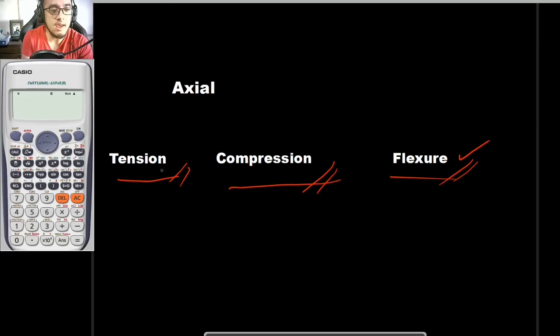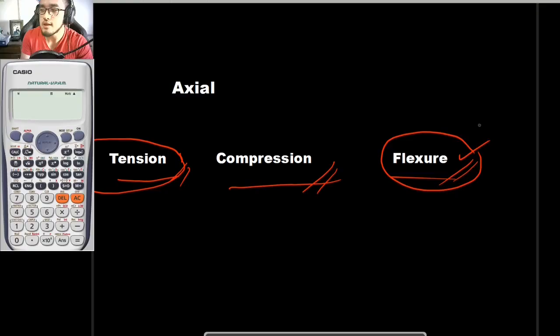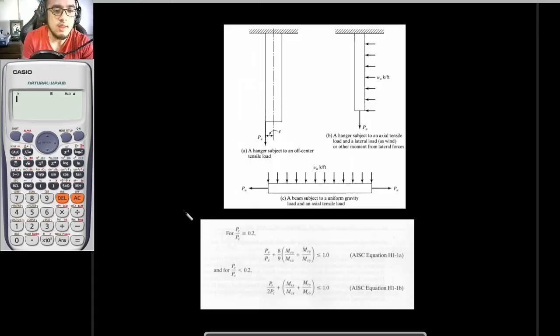So when is the case that both axial tension and flexure are present in a structural member? It is in this case right here. In this first case, it is a hanger subject to an off-center tensile load. There is a tensile load here, and it is not concentric, meaning it has an eccentricity.